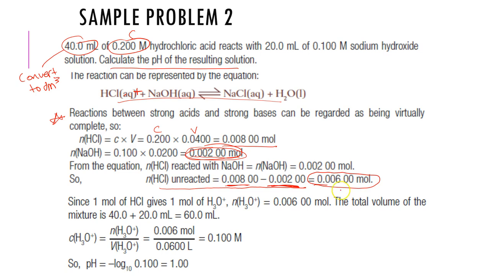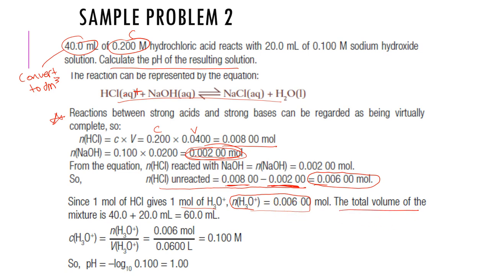So this essentially means that if all the rest of it has neutralized, this is what's going to contribute to my overall pH. Because HCl gives 1 mole of H3O+, the number of moles of H3O+ is going to be equal to the number of moles of hydrochloric acid, as a 1:1 ratio. And now to work out the concentration, we need to know the total volume.